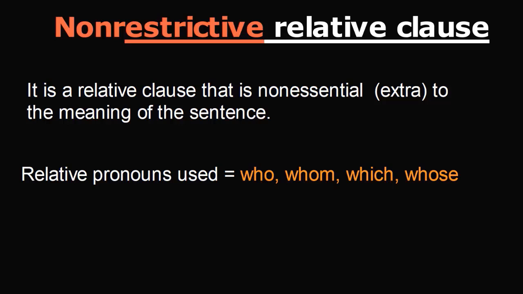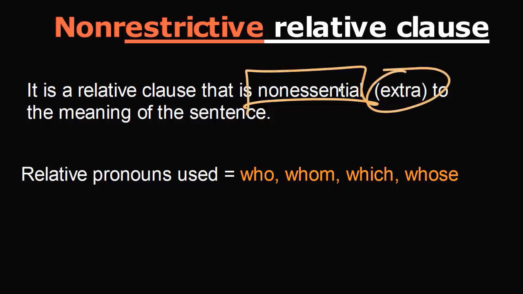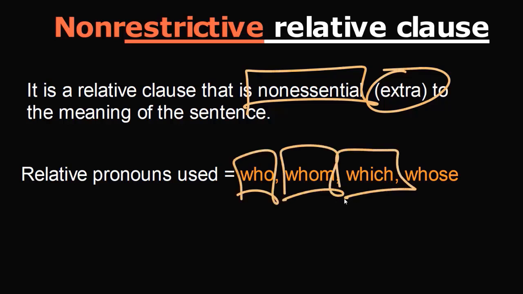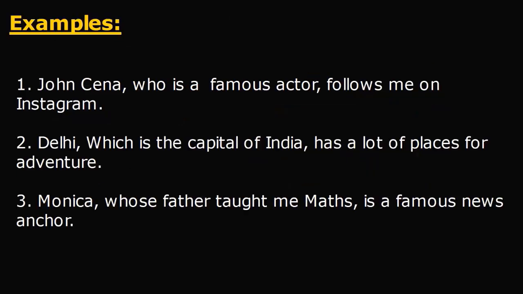These are dependent clauses that come after a noun or a pronoun and give non-essential information, extra information about the noun or pronoun, all right? And the pronouns that we use here are who, whom, which, and whose. We cannot use that here, right? Examples. Example number one: John Cena, who is a famous actor, follows me on Instagram.